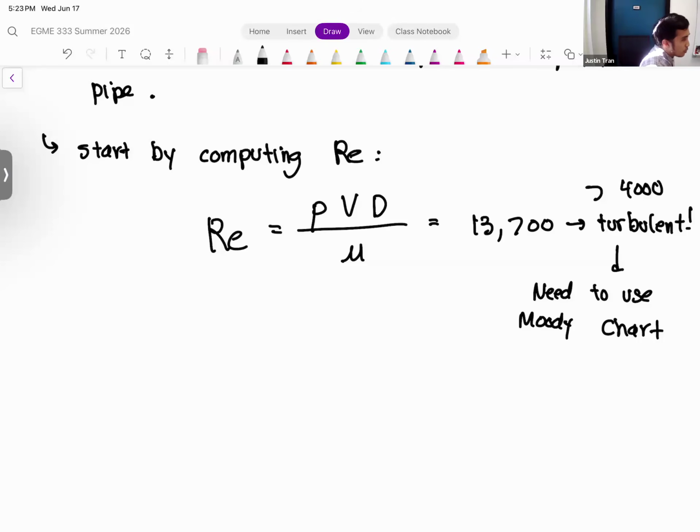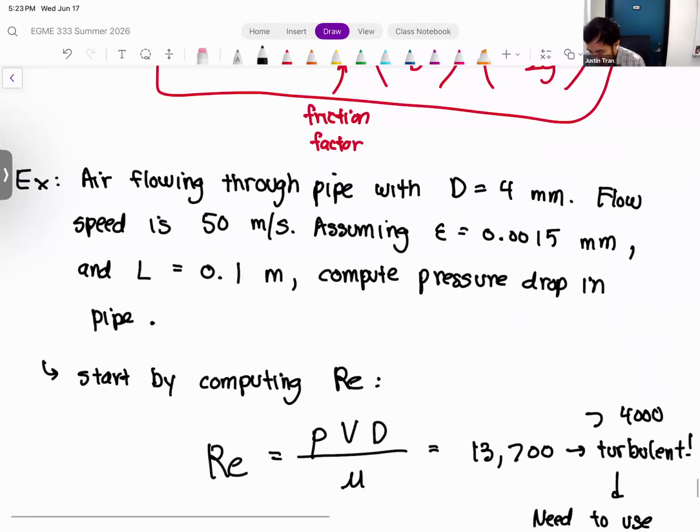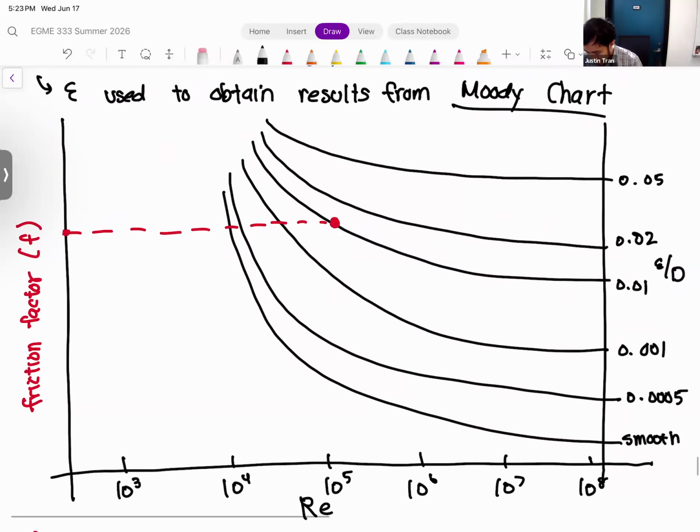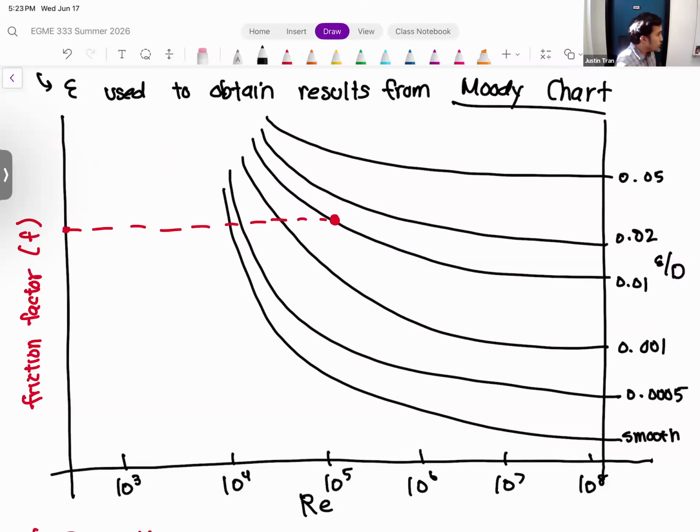Now, this example will seem a little bit hand-wavy because I don't have the explicit Moody chart in front of me, but I will show you how you would use it to obtain your friction factor. Let's look at our Moody chart. We just computed our Reynolds number, 13,700. In scientific notation, that is 1.37 times 10 to the fourth.